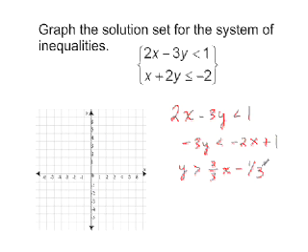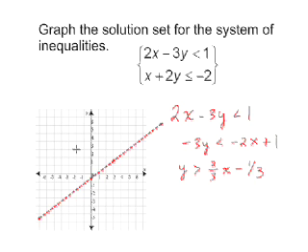Our y-intercept is negative 1/3, so I'm going to go down just a little bit, about a third of the way down to negative 1. And from that point, we will go up 2 units, to the right 3 units. I locate a second point. And since the inequality is strictly greater than, not greater than or equal to, we need to draw a dashed, broken line through our 2 points.